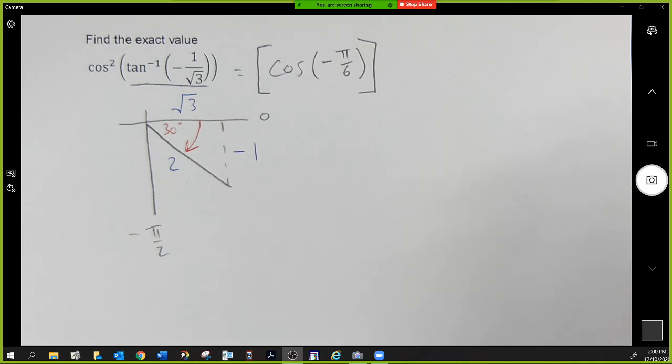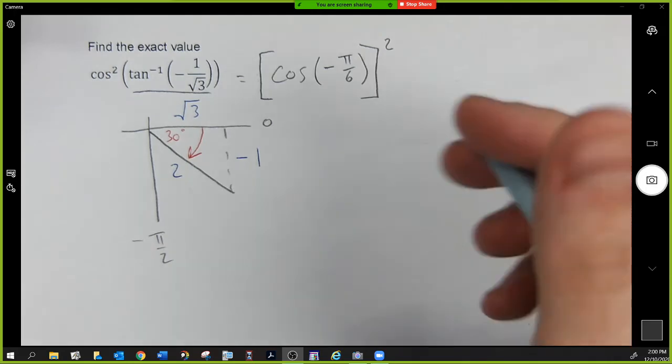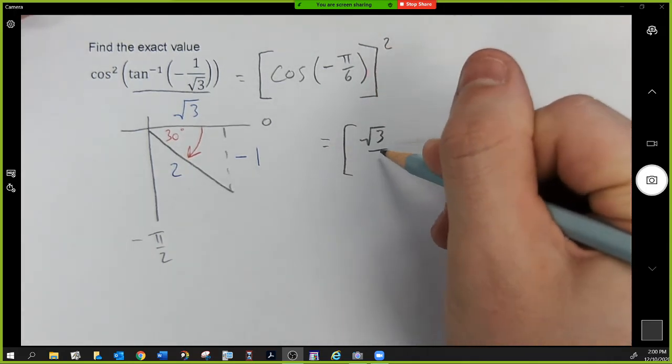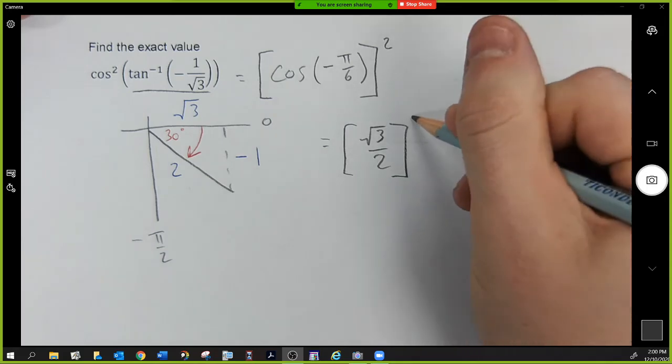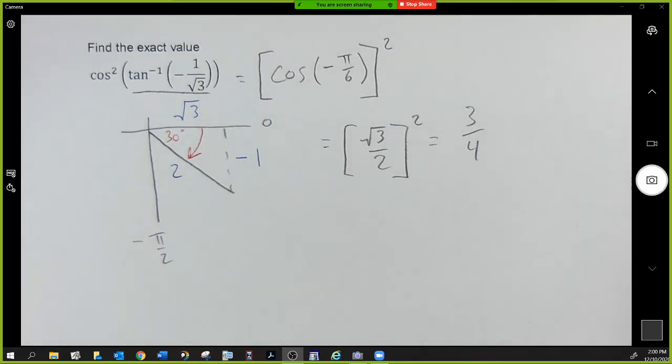Cosine's x over r. Oops, I forgot my exponent. Cosine's x over r. That is root 3 over 2 quantity squared, which is 3 over 4. When trig inverse is on the inside, life is good, because one triangle.